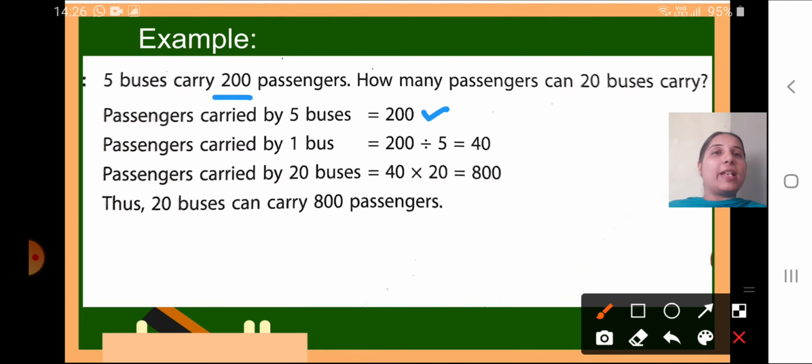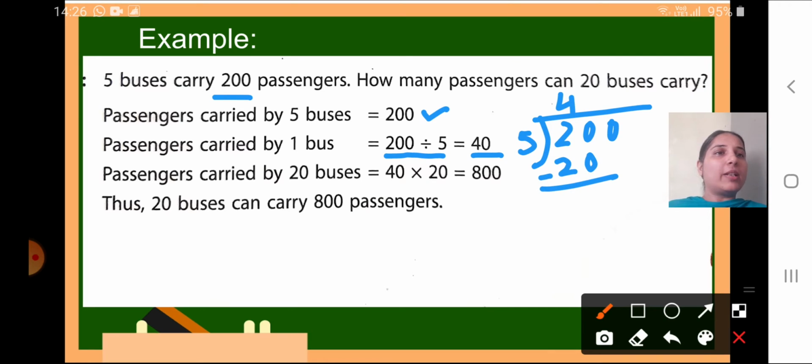Now first we will find the passengers carried by one bus. In one bus, how many passengers can occupy? I already told you that when we have to find for one, we divide. So here we will divide 200 by 5. So what we will get here? 40. You just divide it here. 200 divided by 5. 5 fours are 20 and this will be 0. That 0 will be 0 times 5. Then we will get 40. It means passengers carried by one bus is 40.